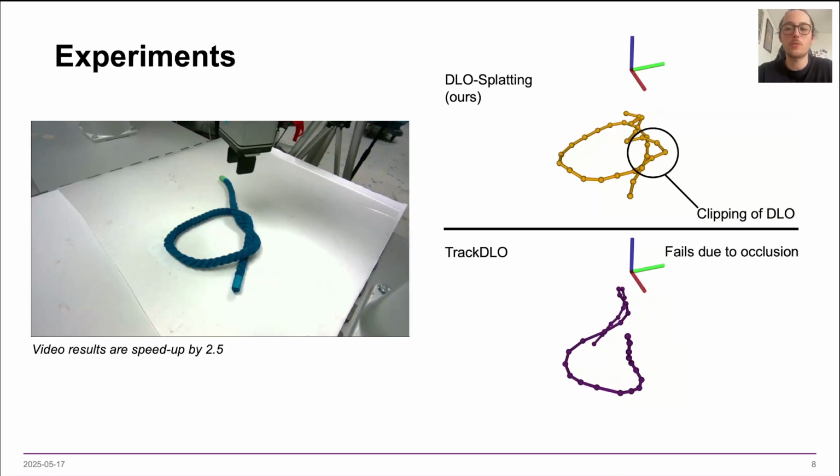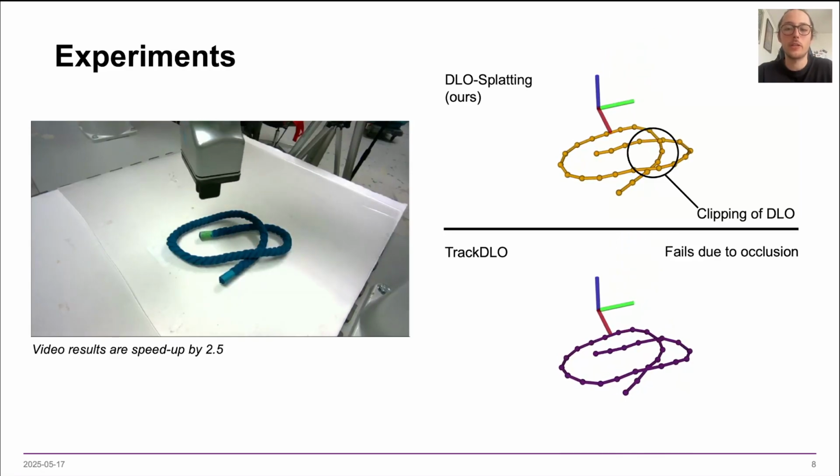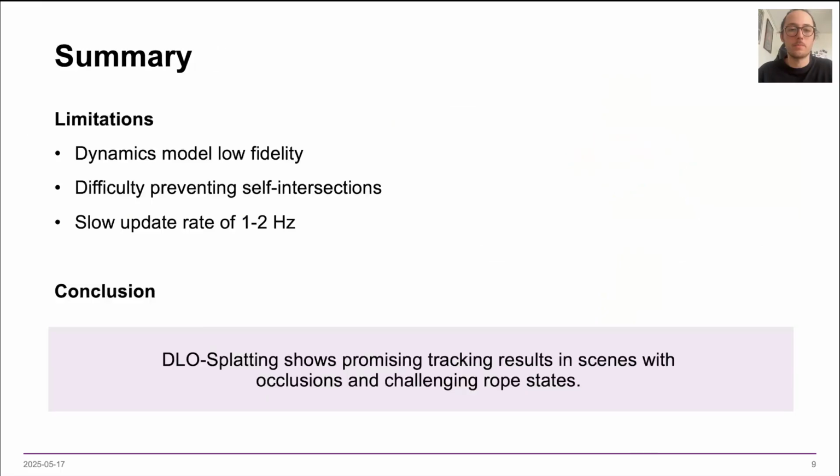However, we observe clipping artifacts in the knot of the rope, and initial problems to reliably track the tip after it has been dropped from the gripper. Our baseline trackDLO fails completely in this challenging scene.